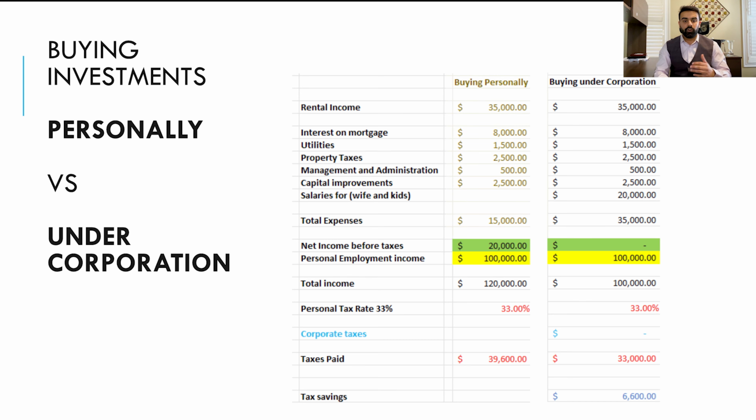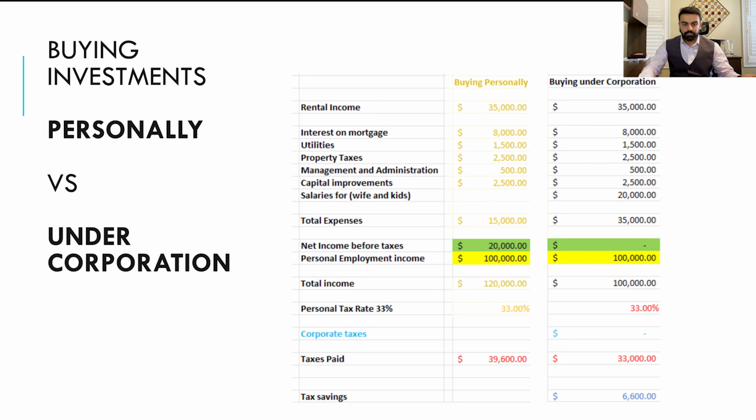But for today's purposes, I'm going to first look at if you were to buy a property personally and you have a rental income of $35,000, and then you can deduct expenses in regards to interest, utilities, property taxes, management and administration, capital improvements, and your total expenses work out to $15,000. You're left with a net income of $20,000. On that $20,000, if you had a $100,000 personal income, your total income became $120,000.